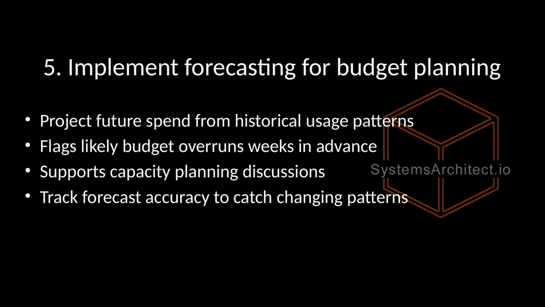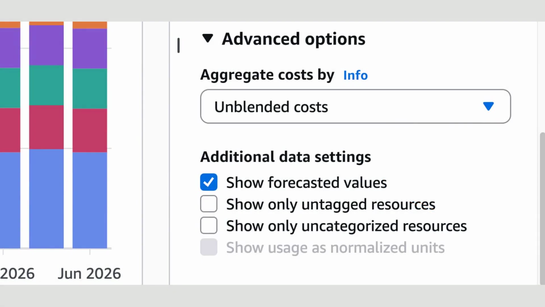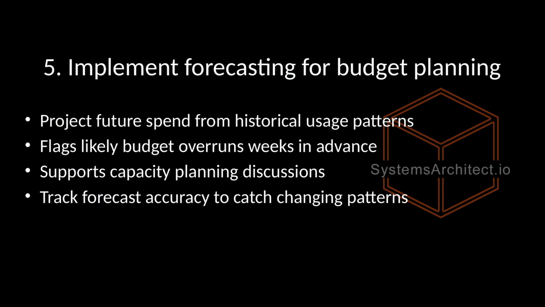5. Implement forecasting for budget planning. Cost Explorer's forecasting feature projects future spend based on historical usage patterns, and treating that projection as a planning input rather than an afterthought changes how budget conversations go. A team that checks forecasts regularly can flag a likely overrun weeks in advance. Comparing forecast accuracy over time helps catch a changing usage pattern before it becomes a surprise.